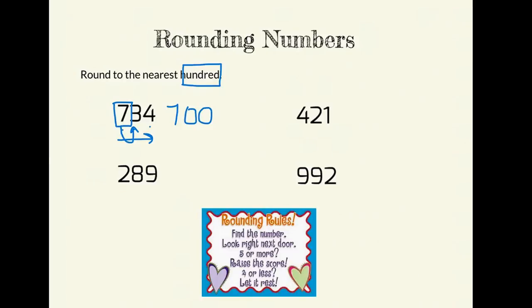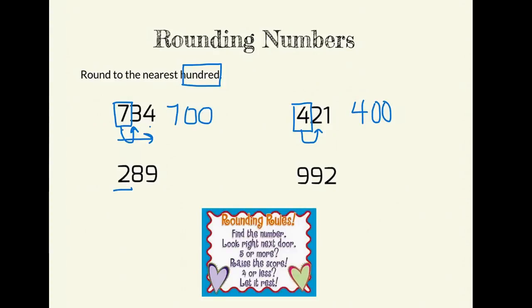Next one, 421. 4 is in the hundreds place. Look right next door. Oh, it's a 2. I have to let it rest. It's 4 or less, so not strong enough. 4 stays the same. The numbers after change to zeros. 400.